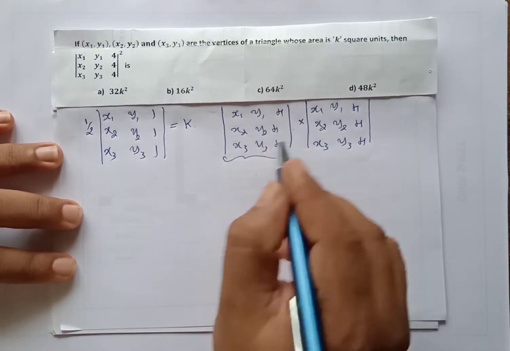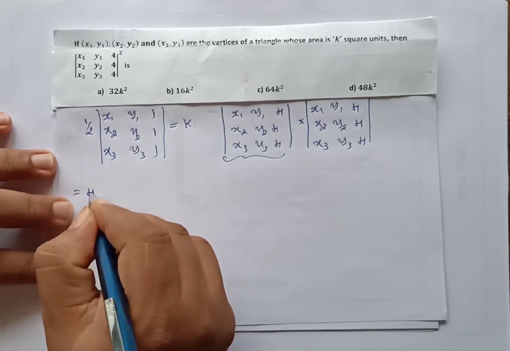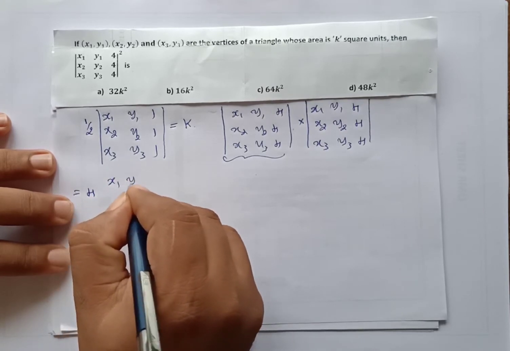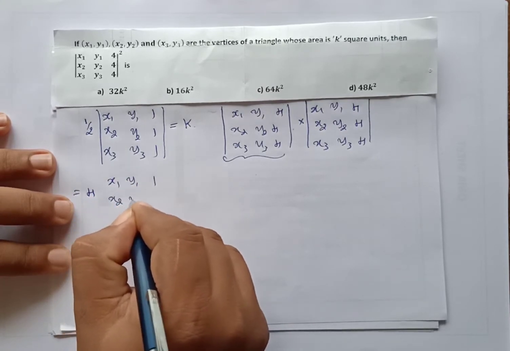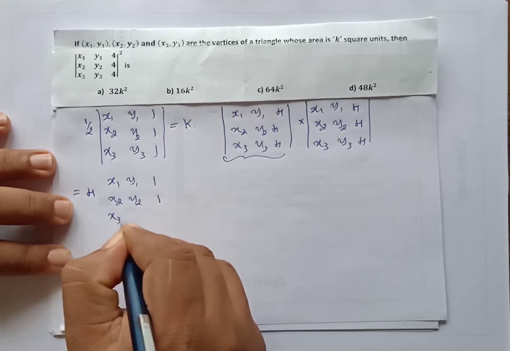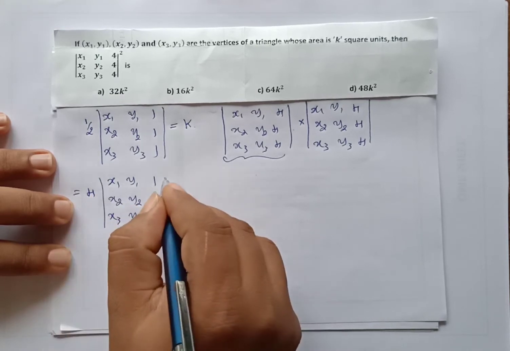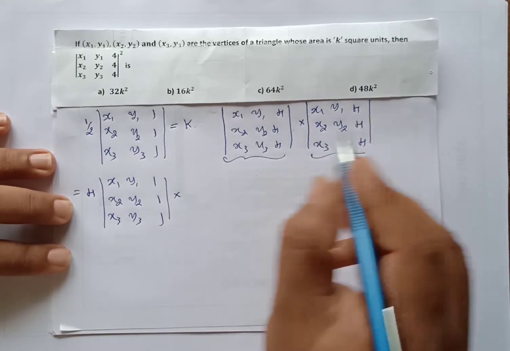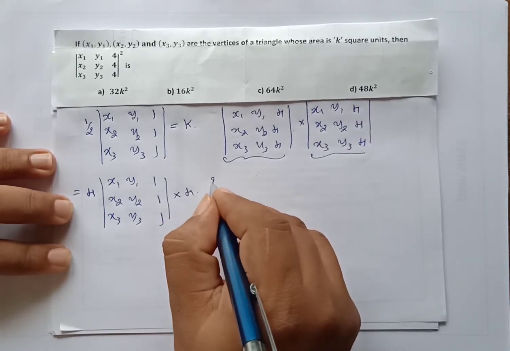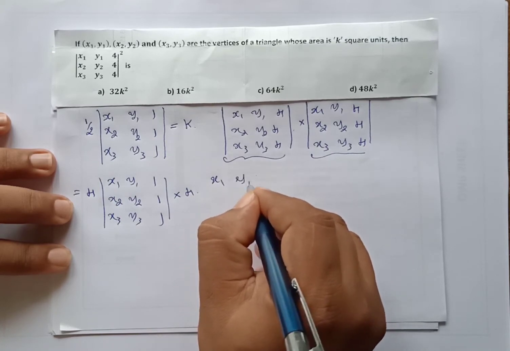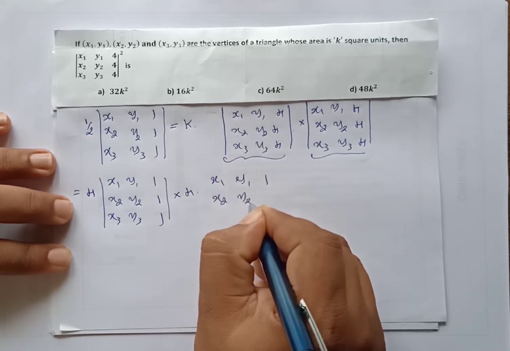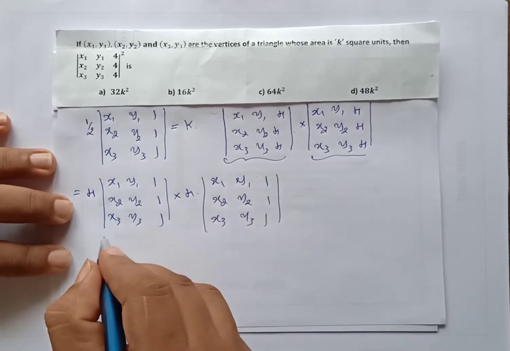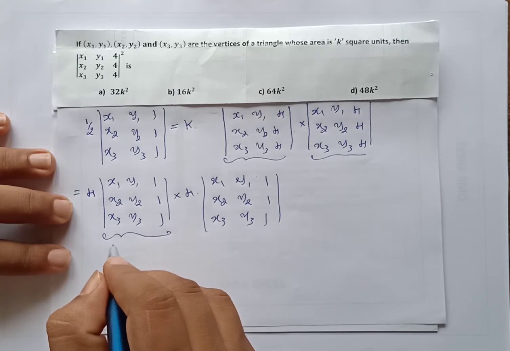What is C3? 4, 4, 4. We can take 4 common, and the remaining is the determinant [x1, y1, 1; x2, y2, 1; x3, y3, 1]. This is also the same, right? So again we can take 4 common from this, 4 into the same determinant again. Now we are going to get the answer. Just observe what this is. This is nothing but 2k.